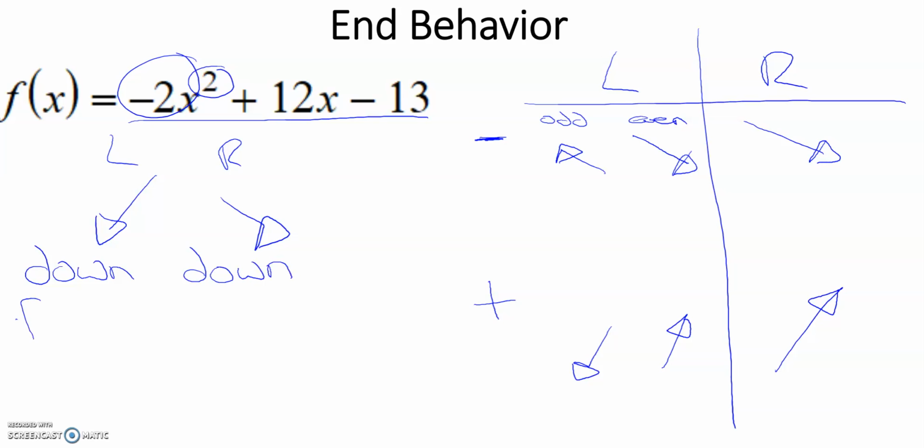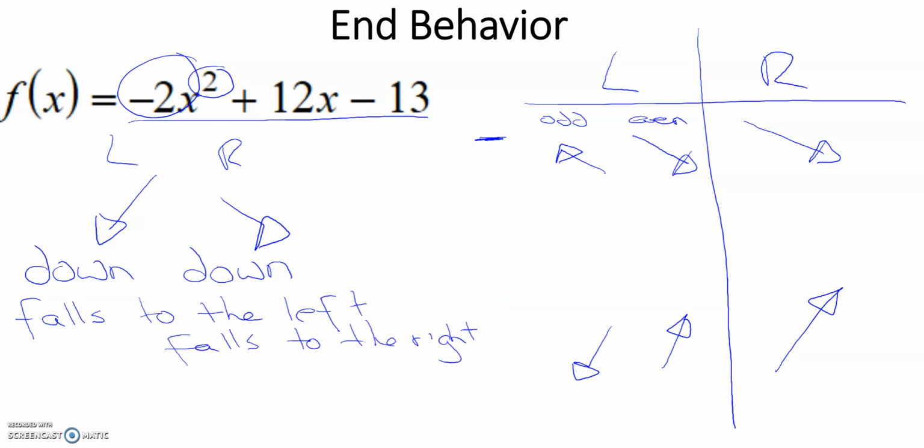I could write it as falls to the left, falls to the right, or using the tends to infinity notation, as it goes down, y is approaching negative infinity as x approaches negative infinity, and y is approaching negative infinity as x approaches positive infinity. I hope that helps explain end behaviour a little bit for you.